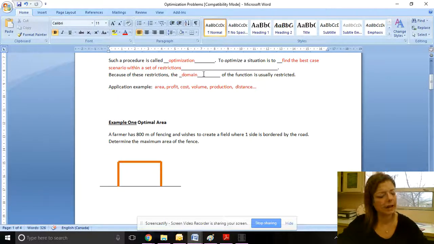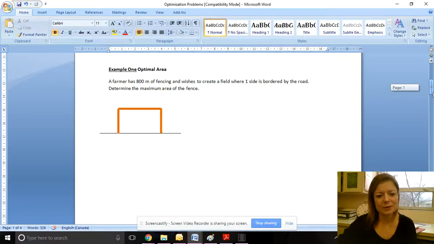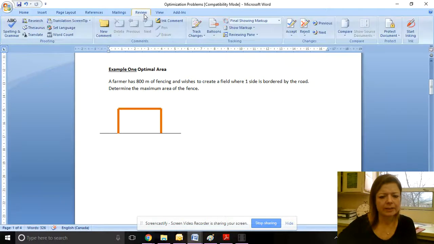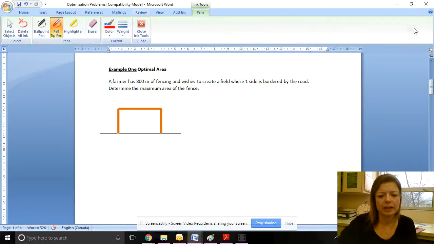All right, so applications example. Oh man, we got area, profit, cost, volume, production, distance, but really, like, this goes on and on and on, as you will see in the next few days. So this is one of these typical questions that we have gotten since grade 10. Okay, a farmer has 800 meters of fencing, and to create a field where one side is bordered by the road. So what is the maximum area they can create? Okay, classic question in high school math, right?